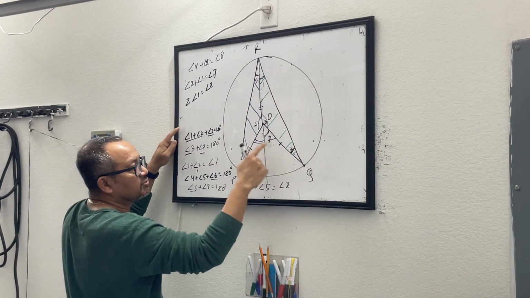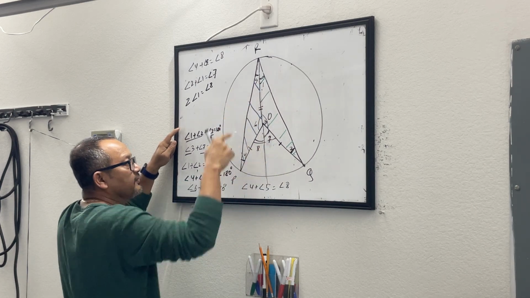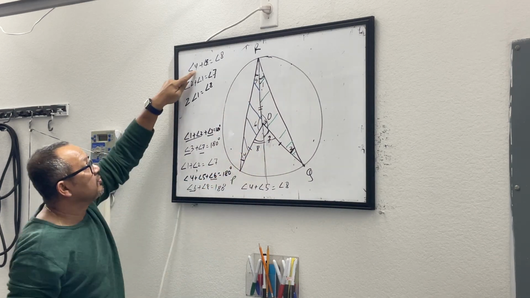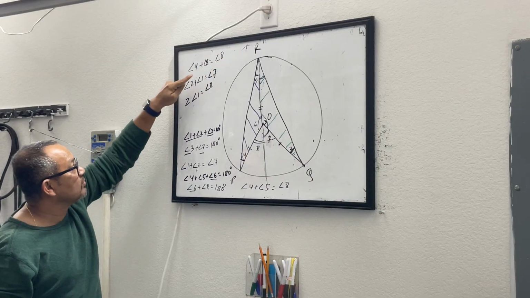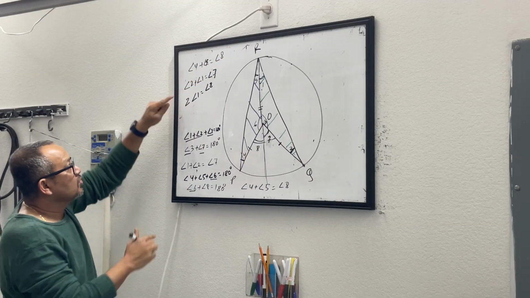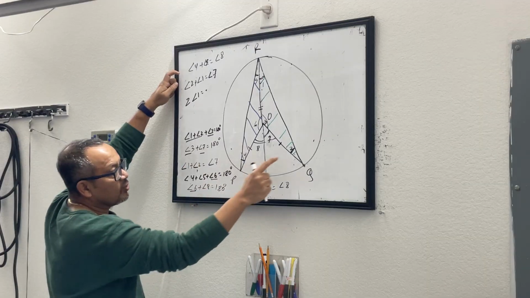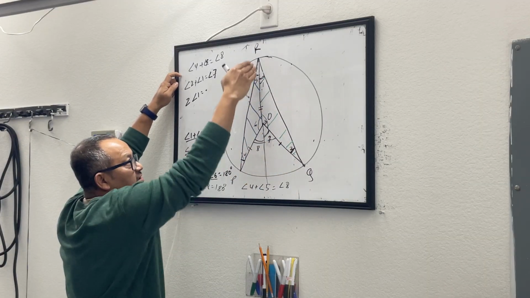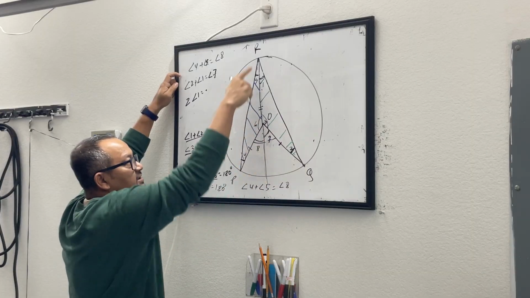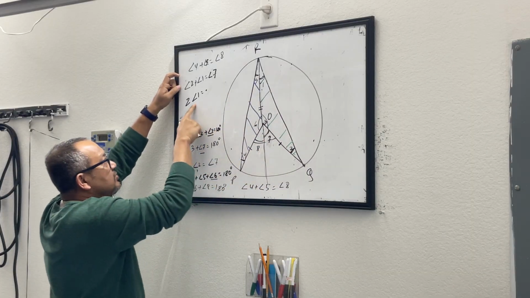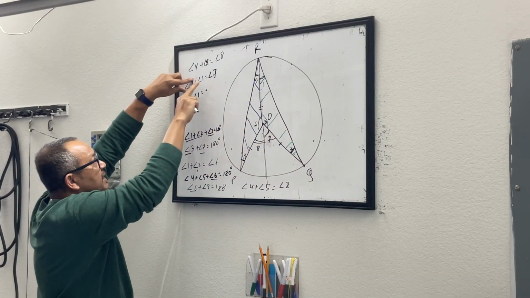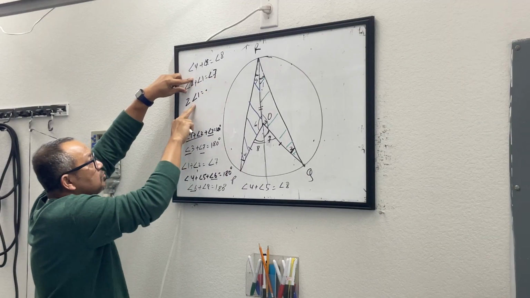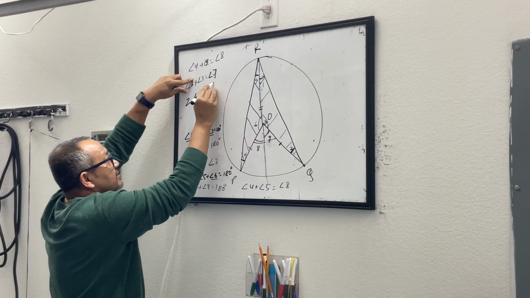Angle 1 plus angle 2 equal to angle 7. Angle 4 plus 5 equal to angle 8. Angle 1 and angle 2 are same because they are part of the same isosceles triangle. These sides are same, so angles will be same. So I can say instead of angle 2 plus angle 1 equal to angle 7, I will say 2 times angle 1 equal to angle 7.